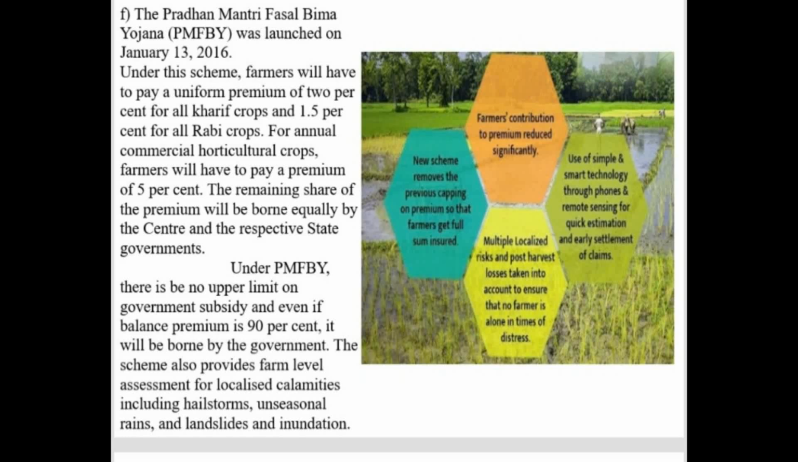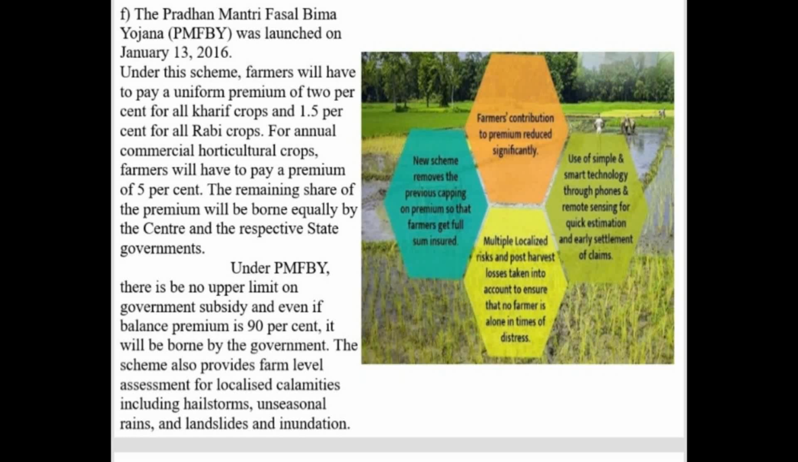And under this program, there is no upper limit on the government subsidy. There is no bar that the government will pay only this much. Even if it is 90%, the government can pay. But a minimum premium should be paid by the farmers, and for the government there is no restriction on the maximum. Sometimes they even ask the farmers not to pay any premium. The entire insurance coverage is paid, because it depends on the calamity that happened there.